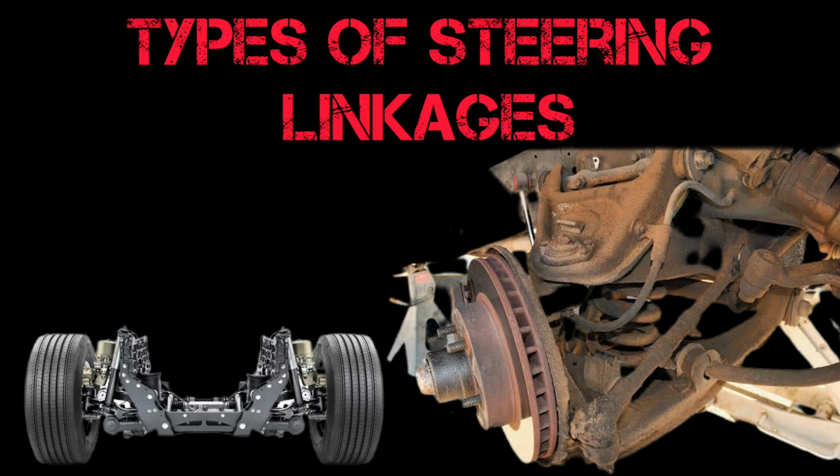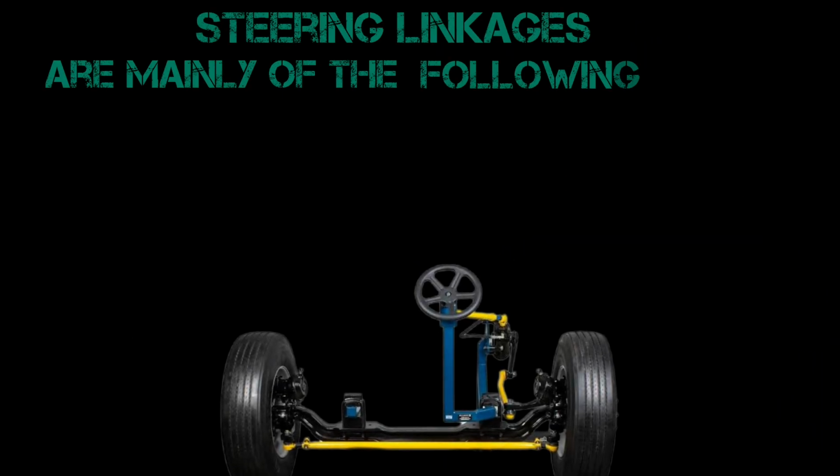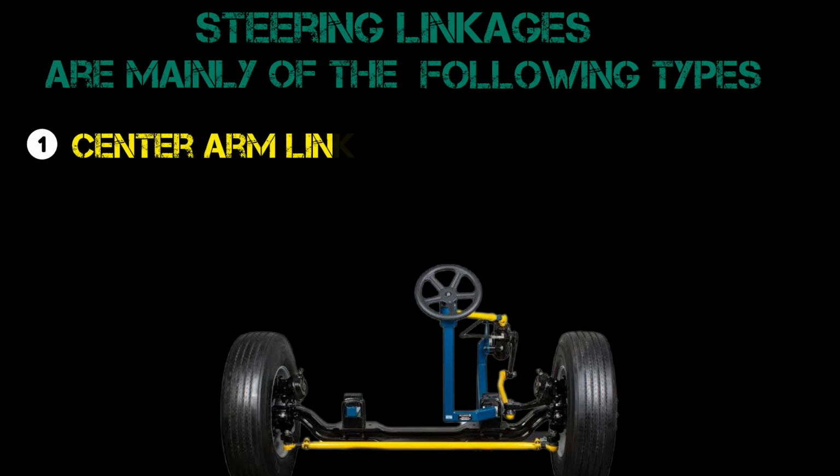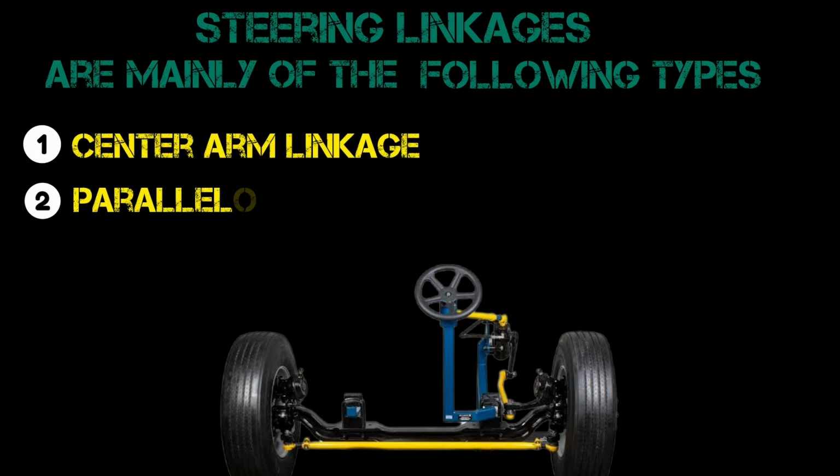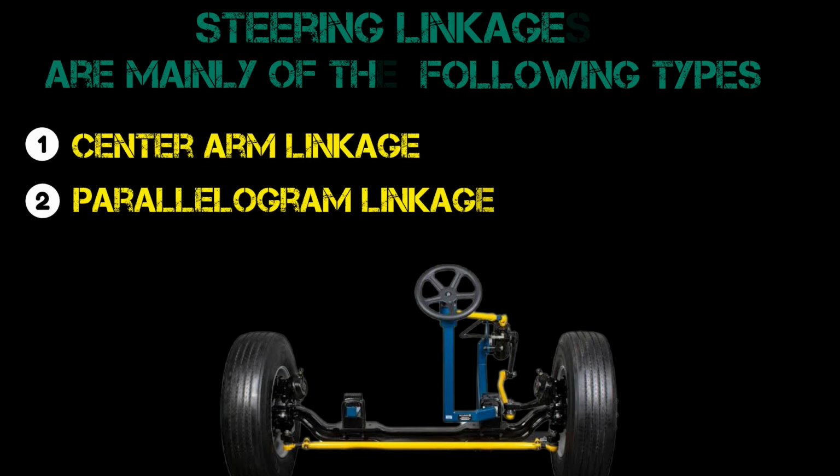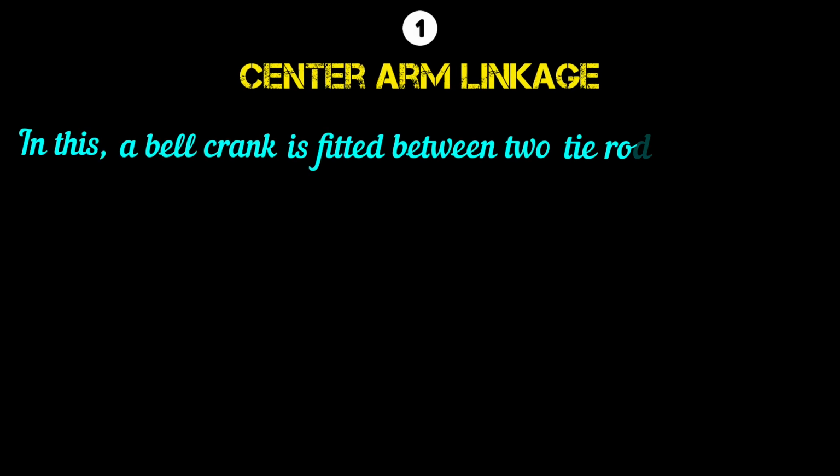Types of steering linkages. Steering linkages are mainly of the following types. 1. Center arm linkage. 2. Parallelogram linkage. 1. Center arm linkage. In this, a bell crank is fitted between two tie rods.